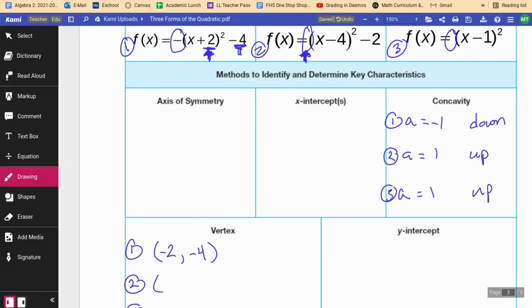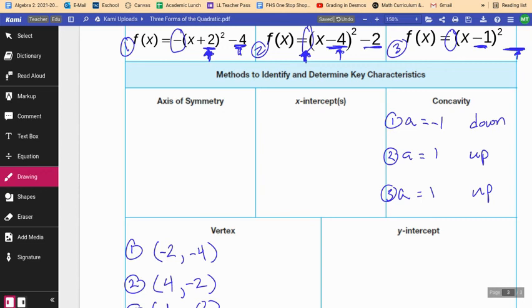And then for number 2, again, x minus 4 becomes a positive 4. We keep the negative 2. And then for the last one, number 3, x minus 1 becomes a positive 1. And then there is no value written over here, and so that value is 0. Okay.